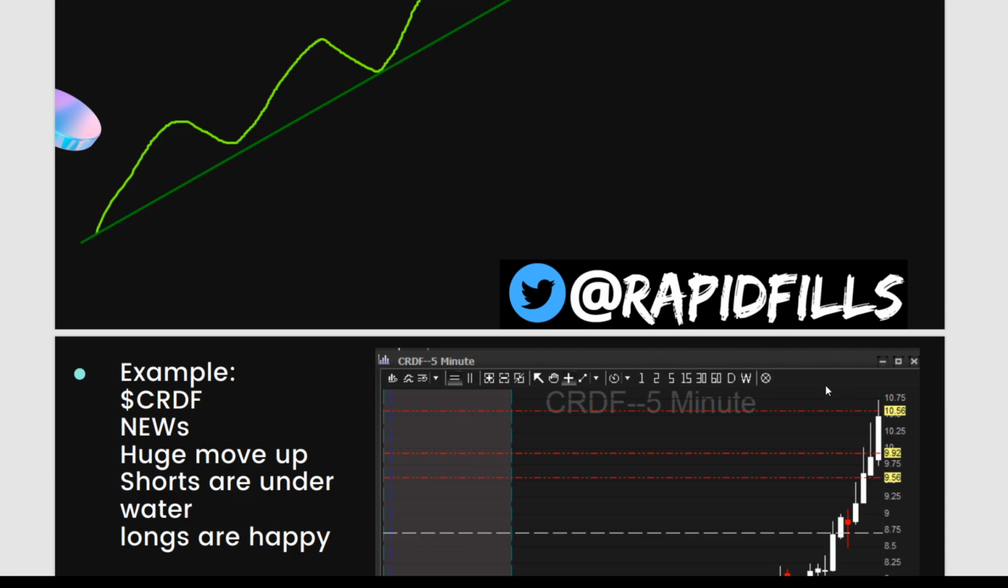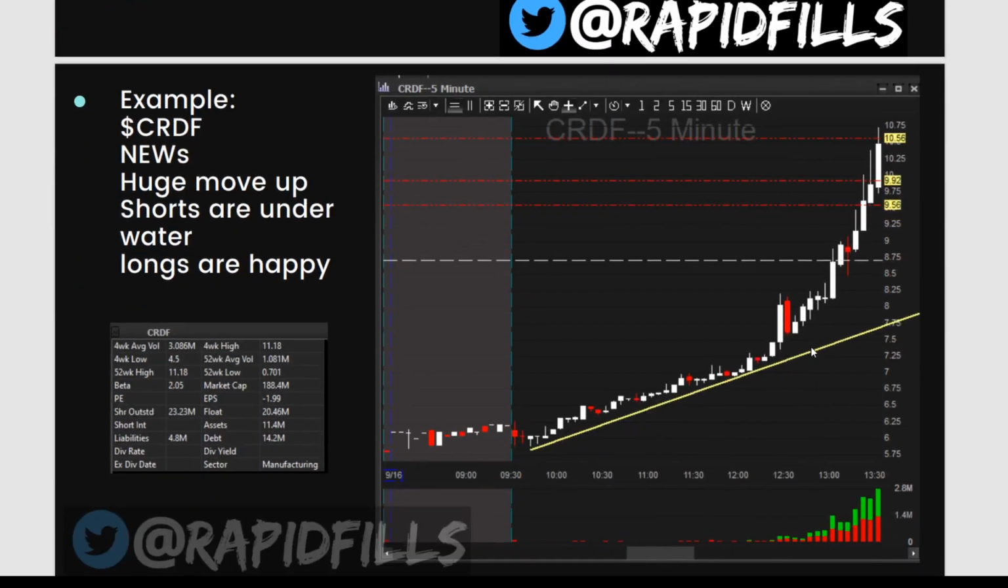So let's get into our example here. CRDF was mentioned by one of our members in the room. I looked at this chart. This is what I looked at. 5-minute chart. Stock went from $6. At this point that I looked at it, it was probably somewhere here, 950s. So when I saw the 950s, I'm like, okay, what's going on? There is some kind of news, obviously.